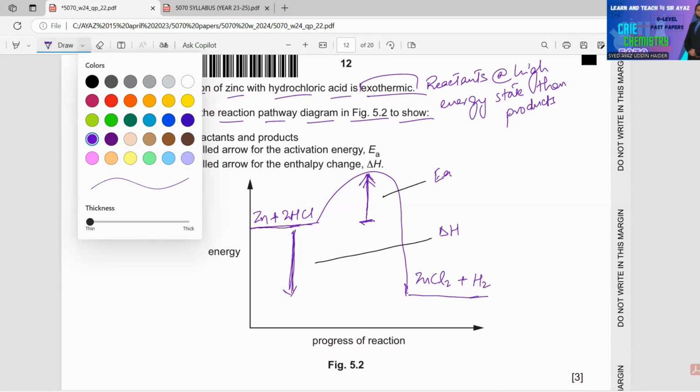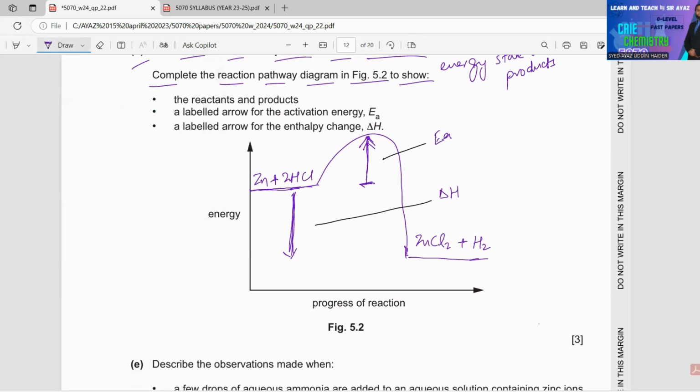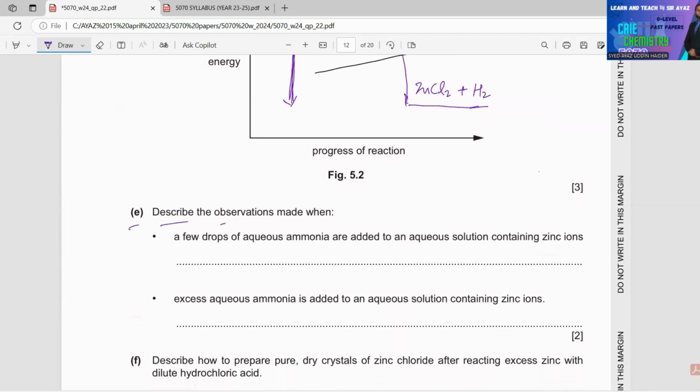So this will be the final label diagram for this reaction. Part E, describe the observations made when a few drops of aqueous ammonia are added to an aqueous solution containing zinc ions. Now, zinc ions in aqueous ammonia gives white precipitate. So I will write down white precipitates.